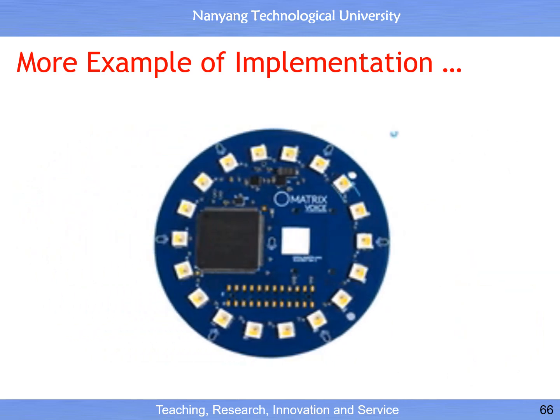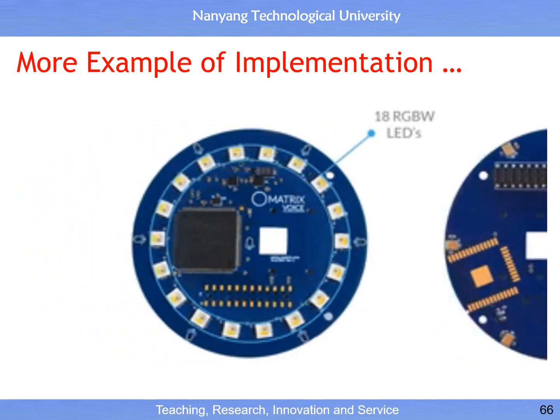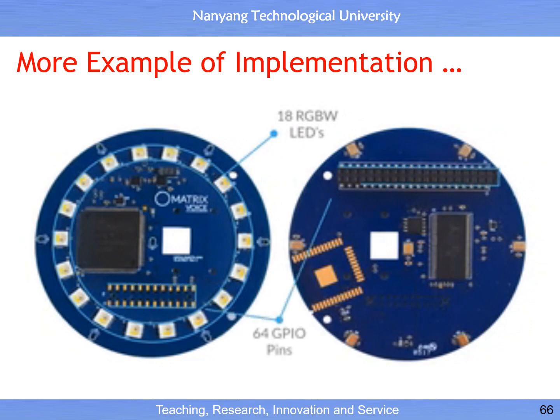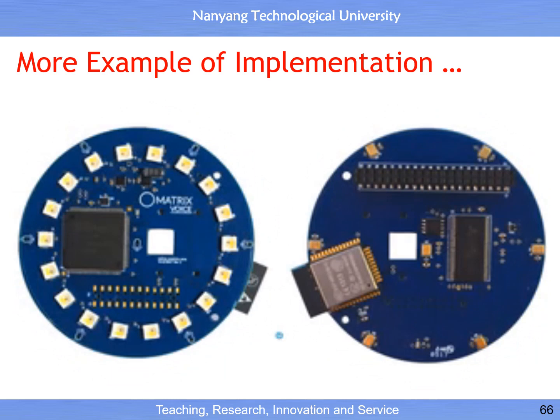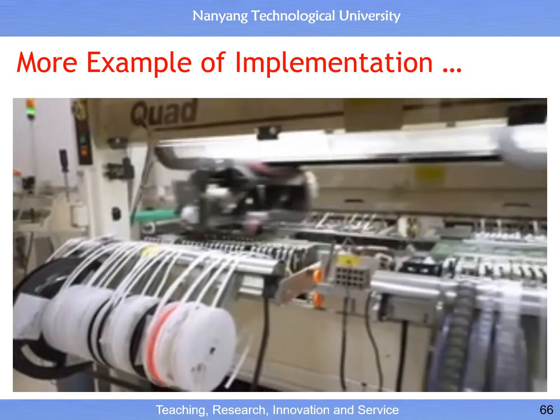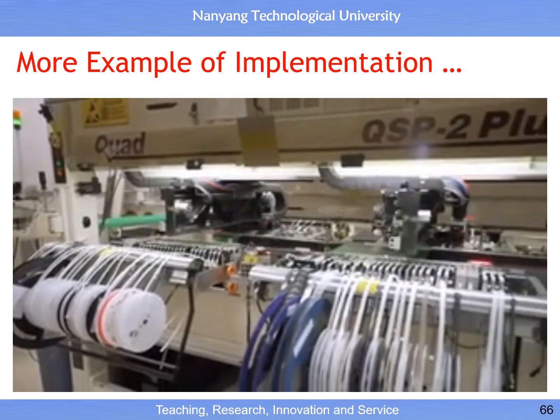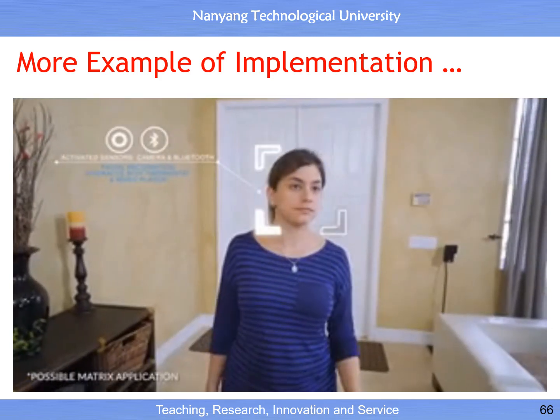Matrix Voice also includes 18 RGBW LEDs, 64 GPIO pins for device-to-device connection, a standalone 2.4 GHz Wi-Fi and Bluetooth-enabled 32 bits microcontroller version of Matrix Voice is also an option, satisfying the demand for mass commercialization of voice solutions for industrial and home IoT.